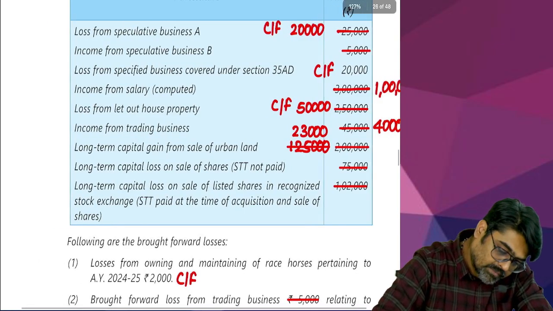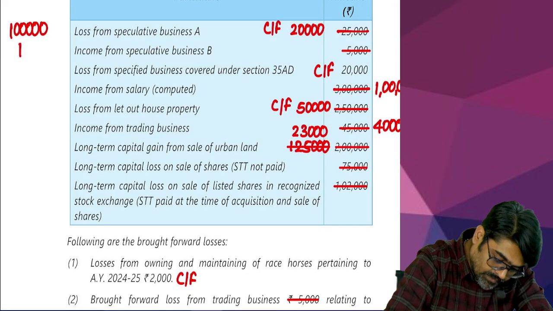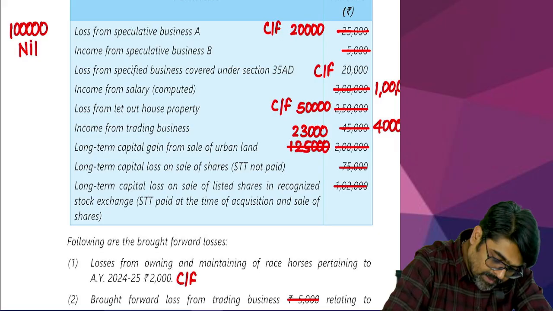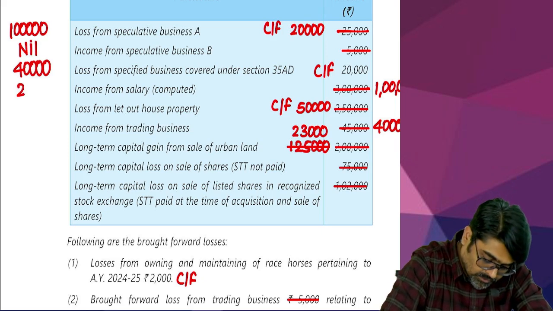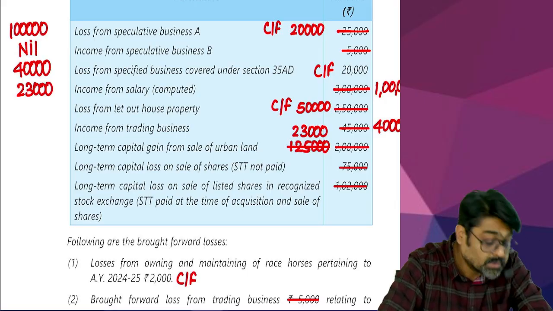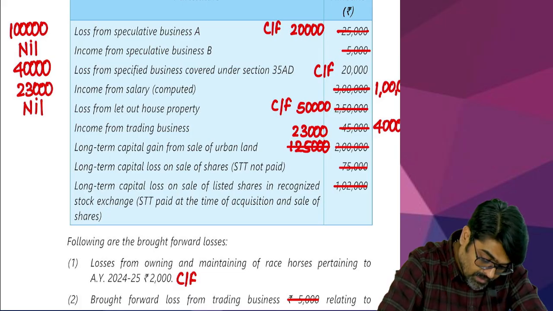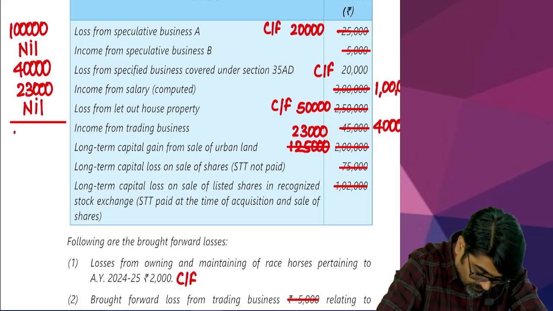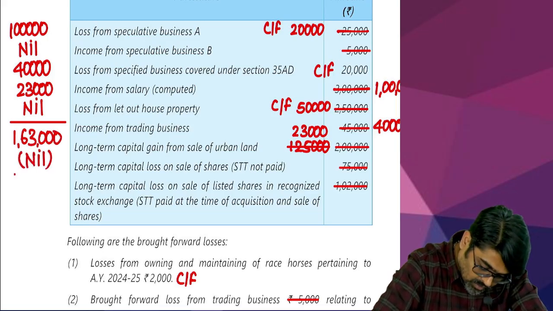So how much salary income, tell me? 1 lakh. How much house property income? How much PGBP income remaining? 40,000. How much capital gain? 23,000. How much IFOS? Nil. Sure, no? So what is the GTI? Everyone got this, no? Chapter 6 and deductions? Nil. So your total income will be?